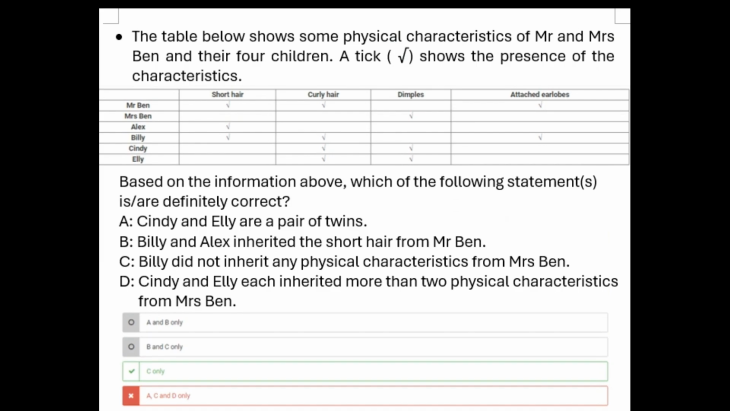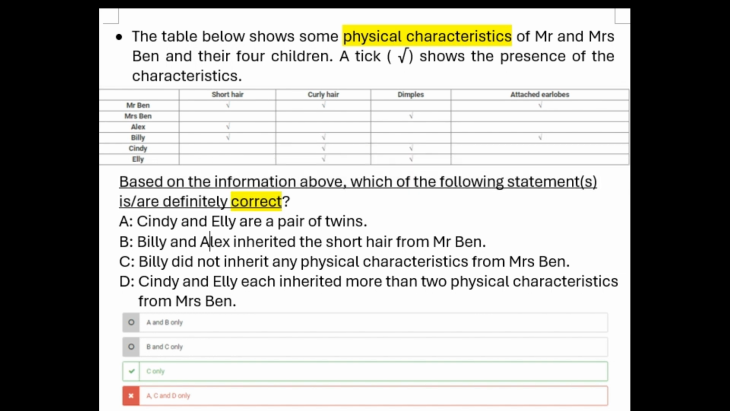The table below shows some physical characteristics of Mr. and Mrs. Ben and their 4 children. A tick, square root, shows the presence of the characteristics. Based on the information above, which of the following statements is/are definitely correct?